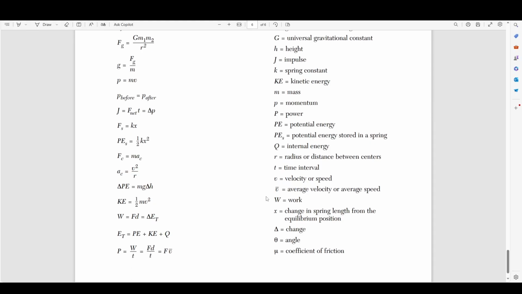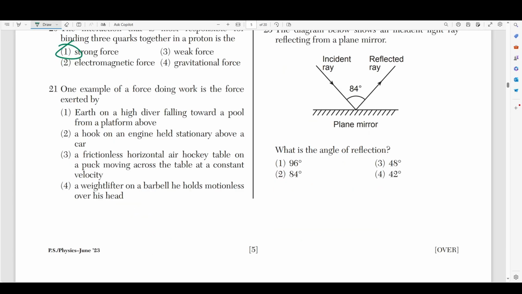Work is going to be capital W. So let's look, capital W, or work, is equal to force times distance. So in order for something to do work, you need to multiply a force by a distance, or you need to apply a force over a distance. So the choice is Earth on a high diver falling towards a pool from a platform. Okay, so where is Earth exerting a force on the high diver falling towards a pool?